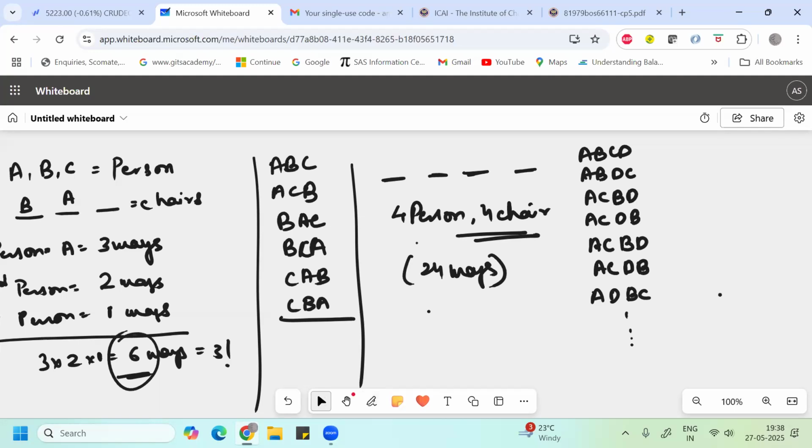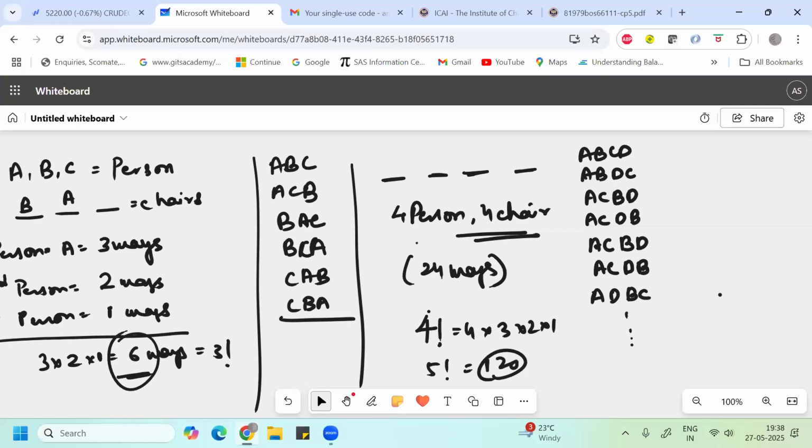So once I'm done with A, then I will do B, the same way I'll do C, I'll do D, and then ultimately there would be 24 ways of doing this. So the easier way of getting the answer would be 4 factorial: 4 into 3 into 2 into 1. And like this, if you have 5 chairs, the answer would be 120 ways.